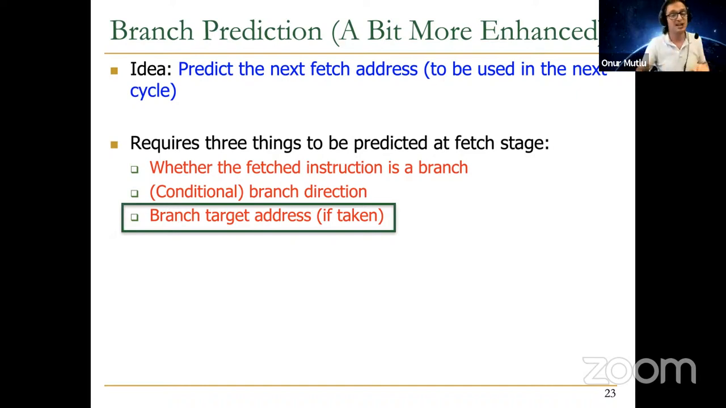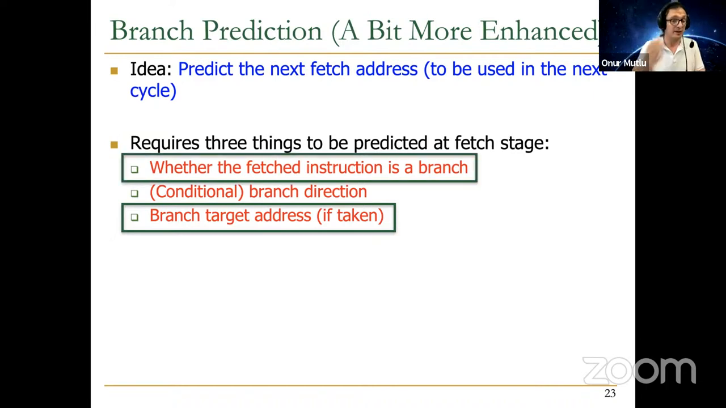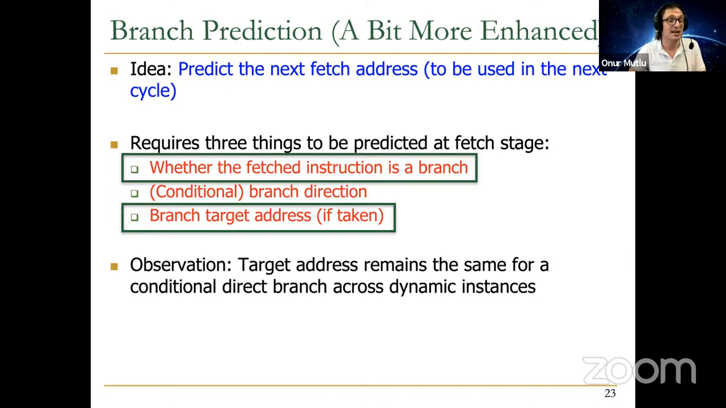So let's take a look at the branch target address. How do we get the branch target address immediately in the fetch stage? And then we're going to look at whether the fetched instruction is a branch. And then we're going to look at the branch direction a lot in the later part of the lecture and next time. So basically, the key observation is that the target address remains the same for a conditional direct branch across dynamic instances, because the target address is calculated as PC plus offset. Since the PC of an instruction doesn't change, PC plus offset doesn't change.